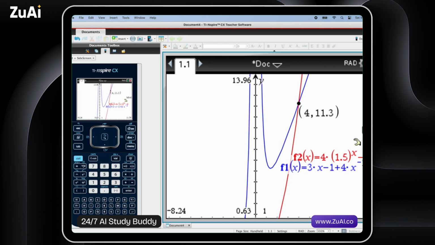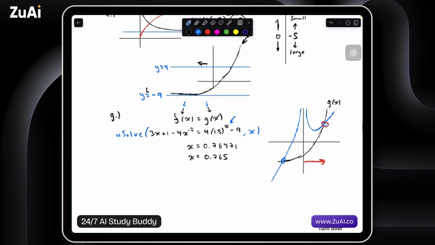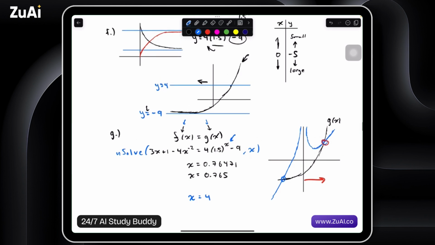I wrote 3x plus 1 on that original NSolve question, but it's actually 3x minus 1, plus 4x to the negative 2. So here we go. Let's write this out. I'm going to go back to the document and write this out tentatively as x equal to 4. And I'm going to go ahead and type this quickly back into NSolve.